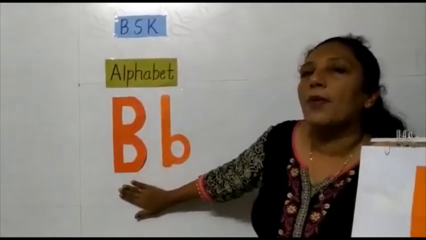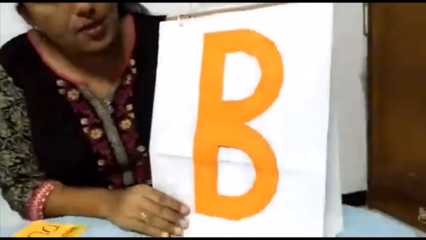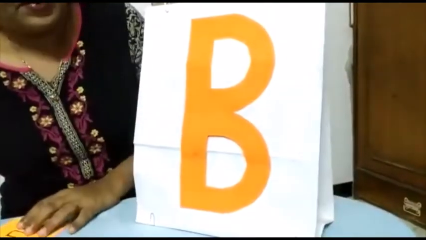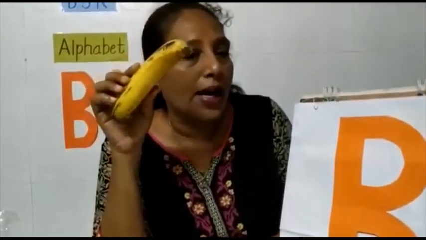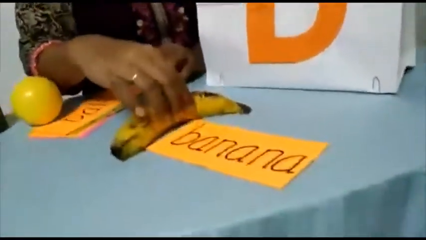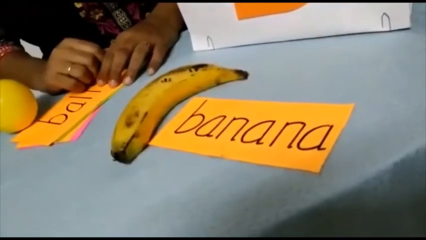Today we are going to learn about the things which start with alphabet B. Okay, see here. This is capital B. What is this? You all eat this fruit? Yummy. This is banana. B for banana.